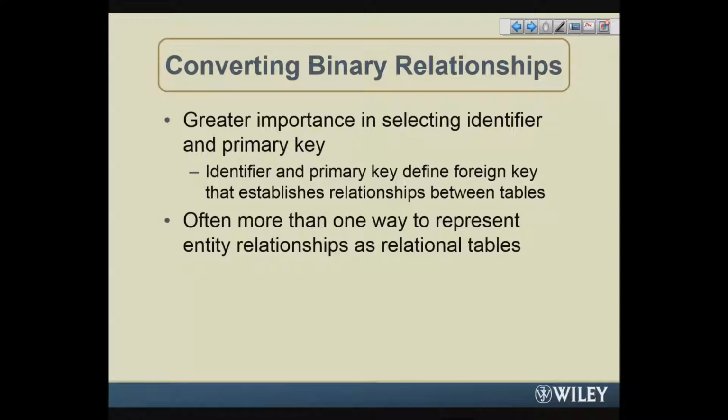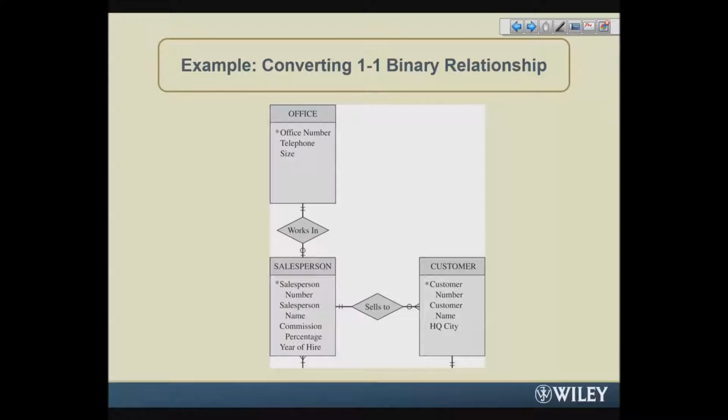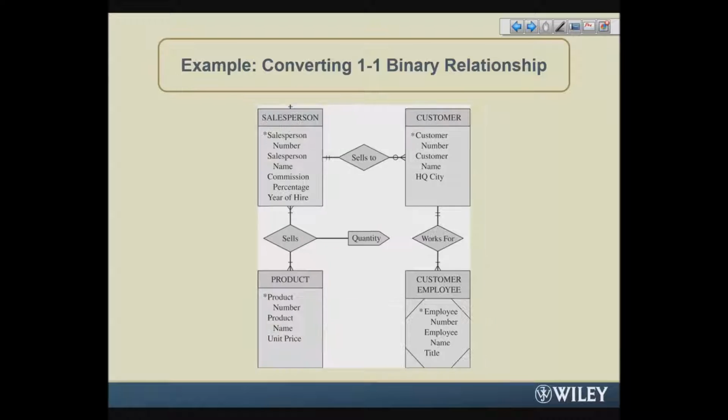But in order to convert them, or to decide where the location of the foreign key will be, we need to look at the different types of relationships. So we have binary relationships, we have unary relationships, and we have ternary relationships. You remember those? So we will go over them today. So this is an example of converting a one-to-one binary relationship.